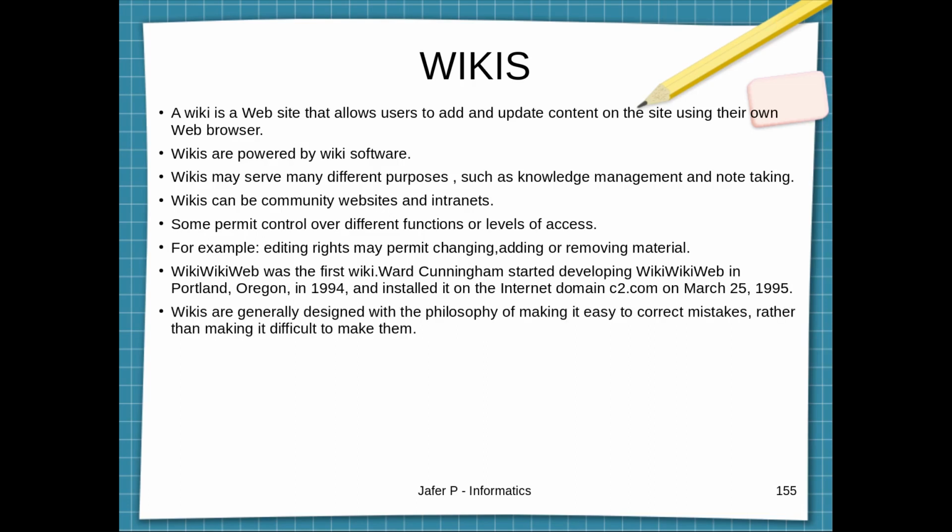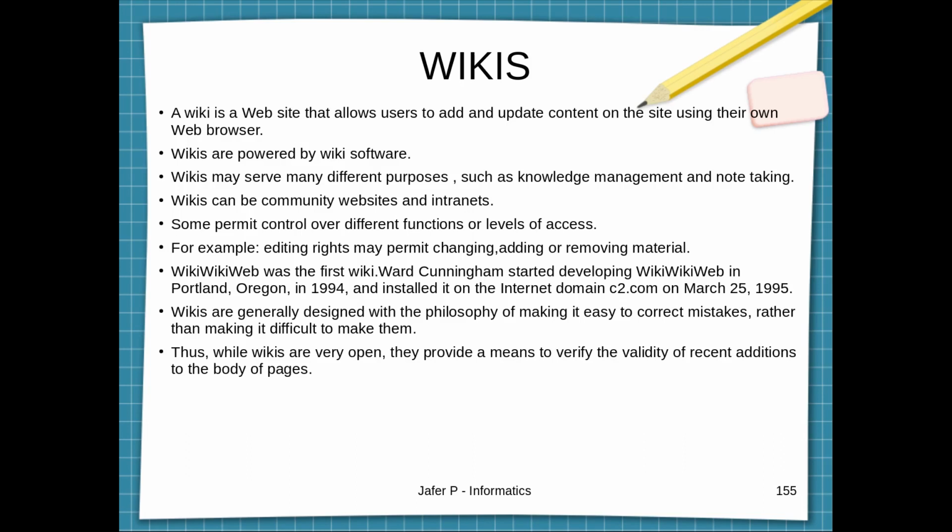Wikis are generally designed with the philosophy of making it easy to correct mistakes, rather than making it difficult to make them. Say one person has added some information, but that is not correct. The other person who found the mistake can edit it. He can correct the information, right?